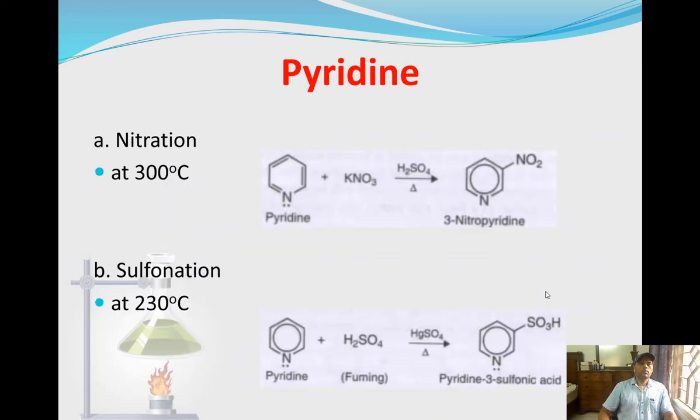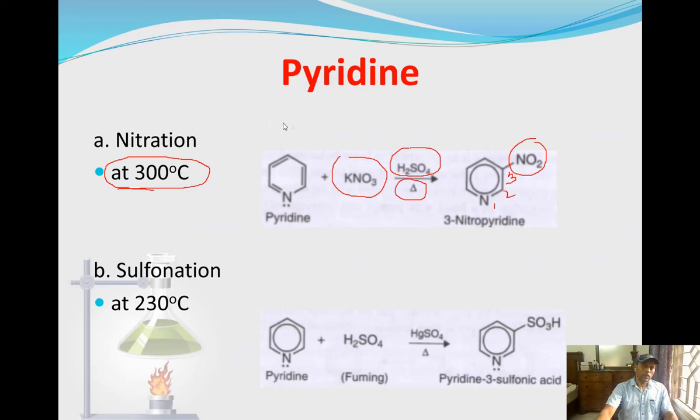So these are the examples of nitration. How are you going to carry out nitration? You're going to take potassium nitrate in the presence of sulfuric acid. You are supposed to heat the reaction. The substitution is going to take place at position 3, right? So you are going to get 3-nitropyridine. You have to heat the reaction at 300 degrees centigrade, as I told you.